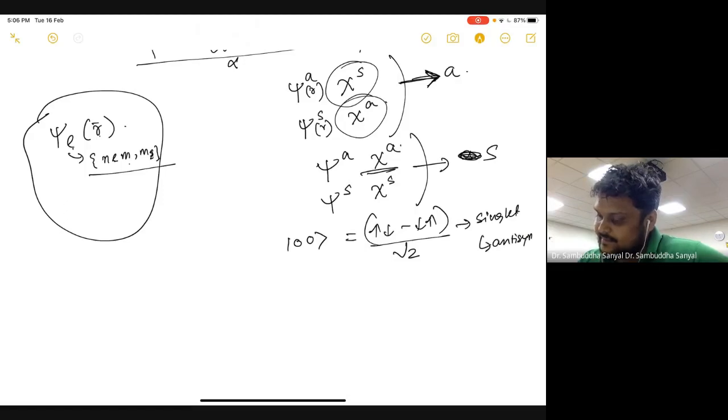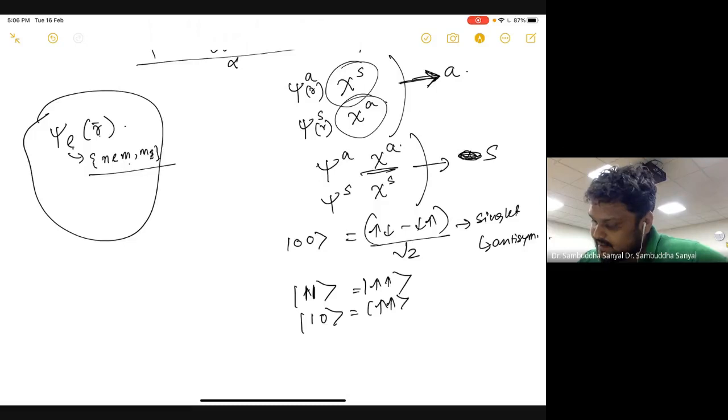Because if you flip these two spins, you pick up a minus sign. Or you have |1,1>. So this I am writing in the total angular momentum basis. So |1,1> is up up, or |1,0>, which is up up plus down down by root 2, or |1,-1>, which is down down.